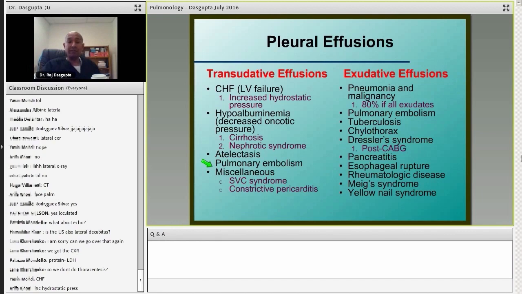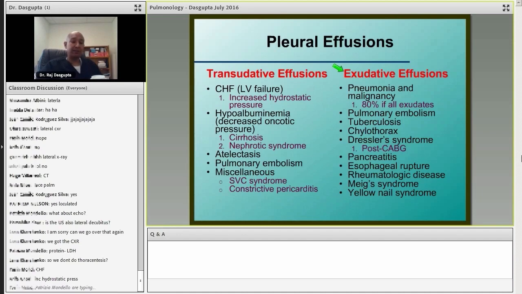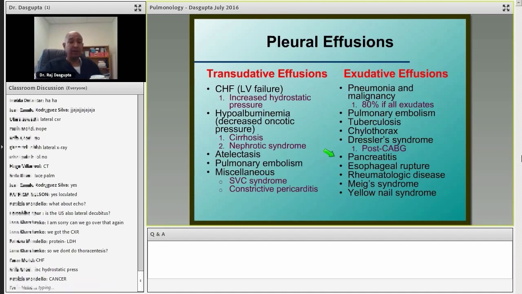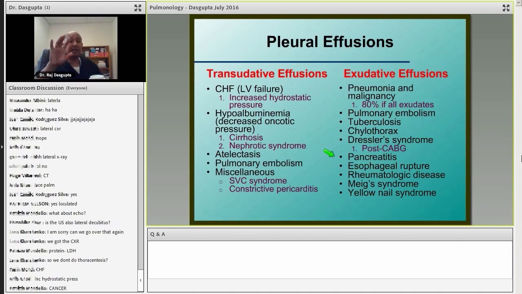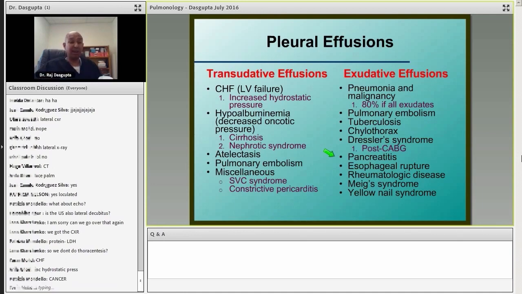What about exudates? What are going to be the most common causes of exudates? Don't copy any of this crap I put here. I'm just going to make you angry. For a third and fourth year medical student, you need to know that the two most common causes of an exudate are always going to be infection and malignancy. That's going to be 80% plus of all your exudates. And then, of course, there's everything else, which is lower in yield.